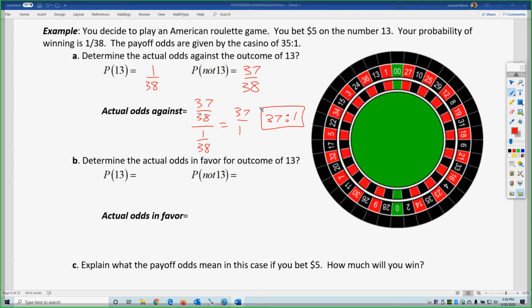So these don't change for the odds in favor. If I put the favor on top, that's 1 to 38, or 37 to 38, which is 1 to 37, or 1 colon 37. So basically there's 37 ways to lose, 1 way to win, or 1 way to win, 37 ways to lose, depending on how you want to look at it as my odds against me or odds in favor of me.